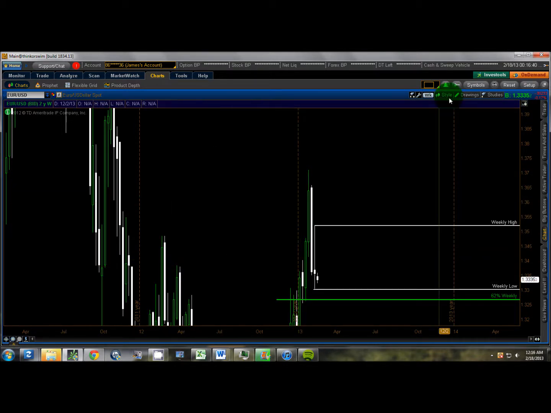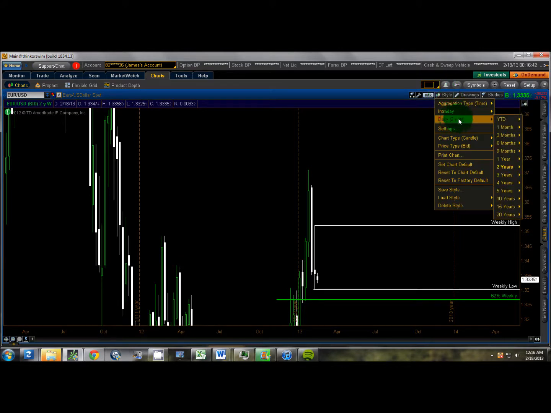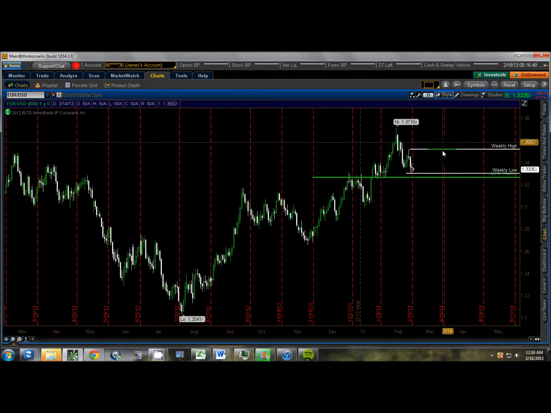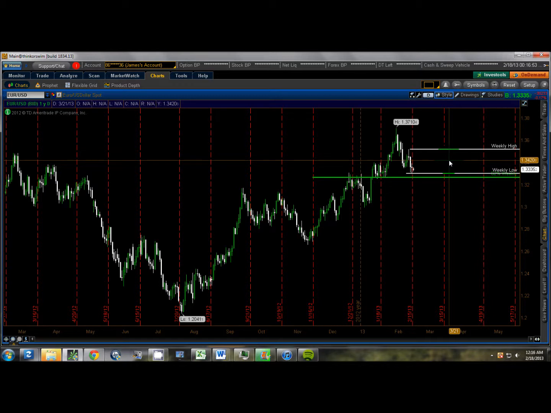So now what I will do is I will cycle down to a daily chart. So I looked at a 2-year weekly chart, I'll look at a 1-year daily chart. And obviously you get a totally different picture, but look how my lines have carried over from one chart to the next. That makes it really, really, really helpful, right?